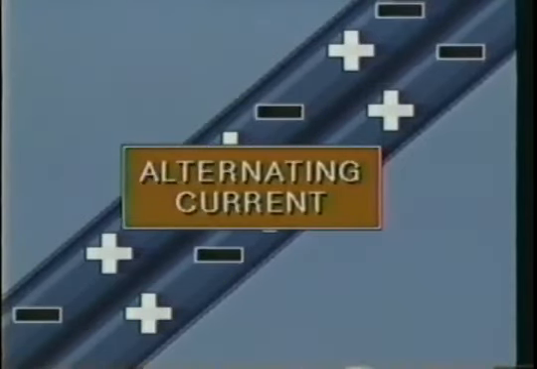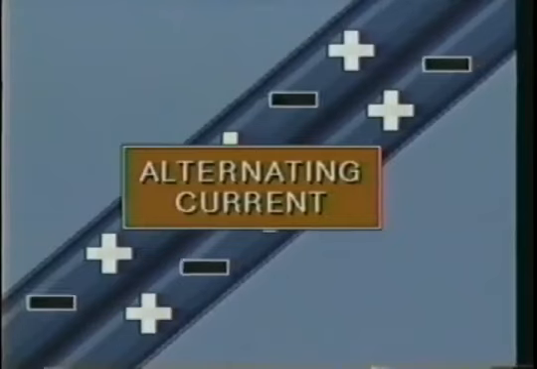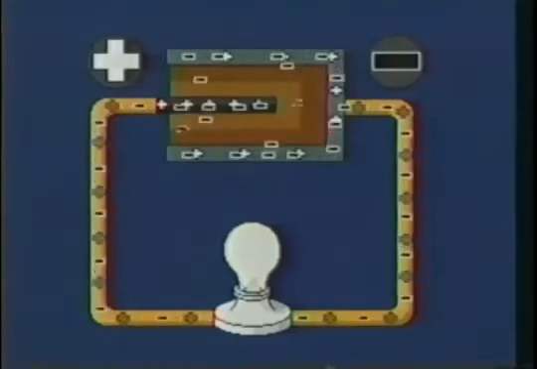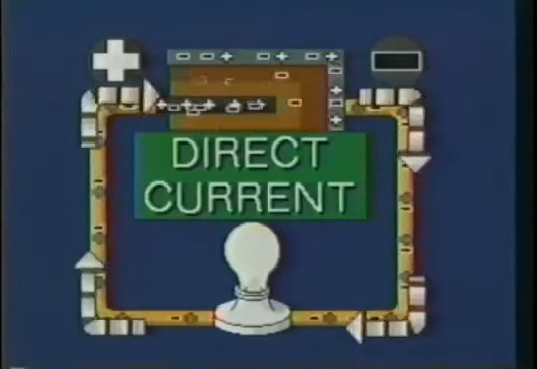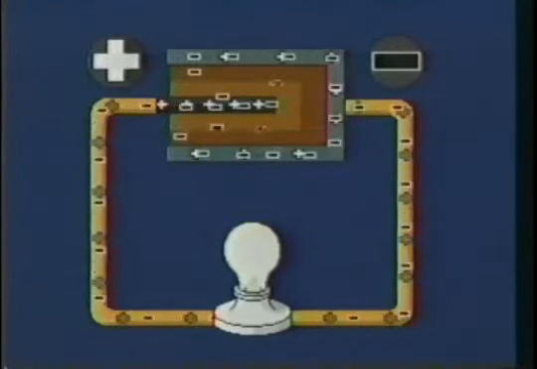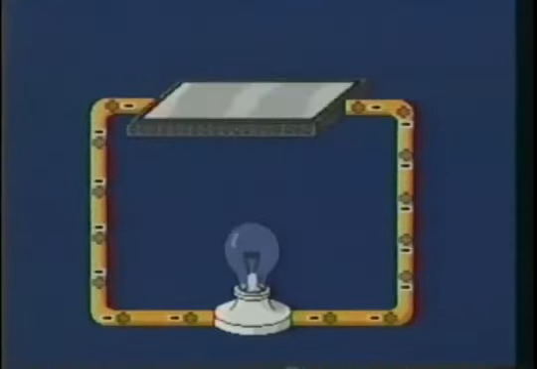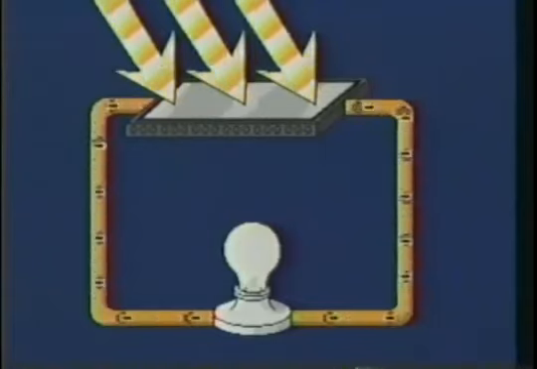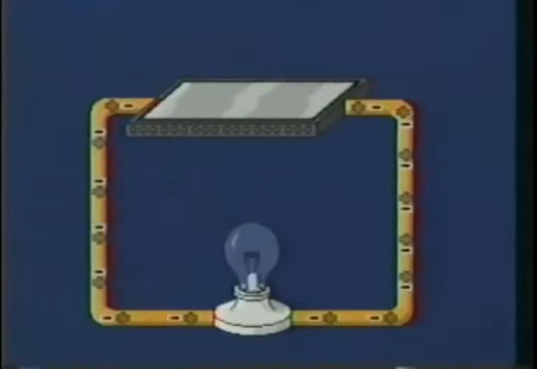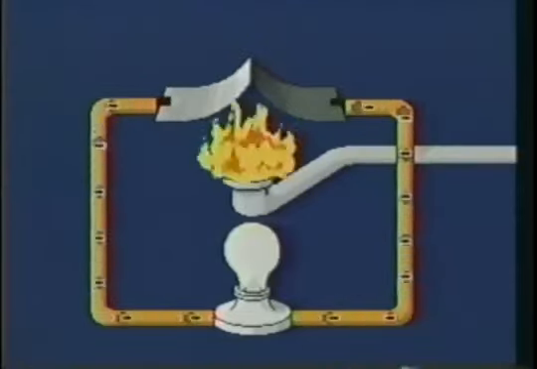Alternating current is what we call this flow of charge, because the electrons periodically change direction. In this program, however, you will see only direct current circuits. The dry cell is not the only source of direct current. The solar cell converts light energy to electricity, and the thermocouple converts heat energy to electricity.